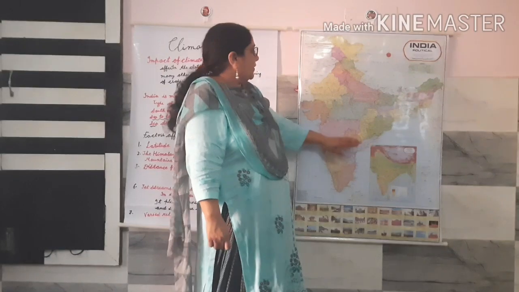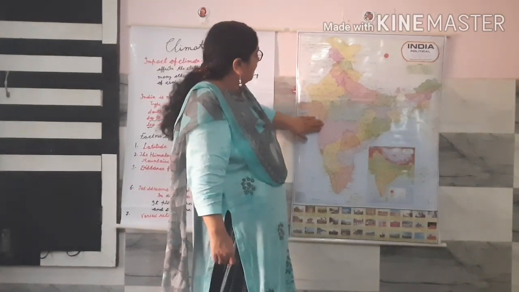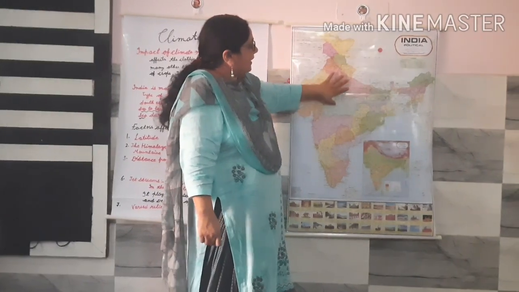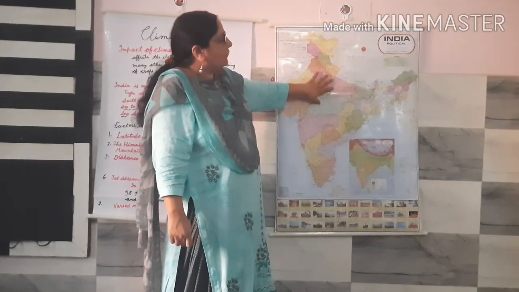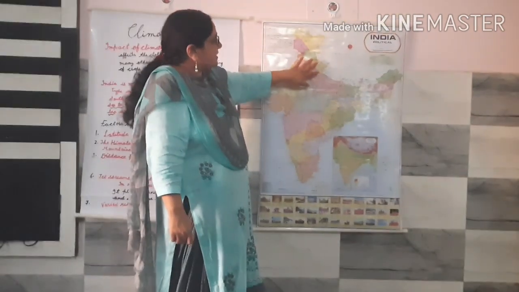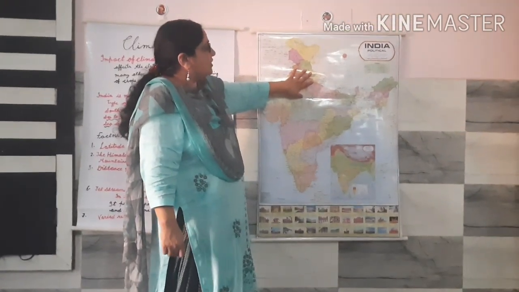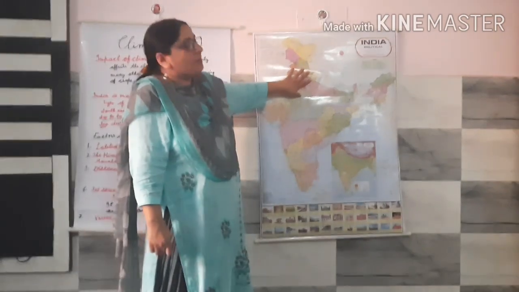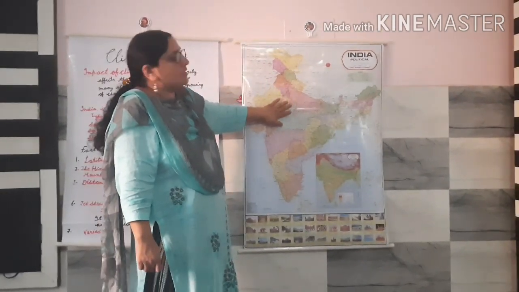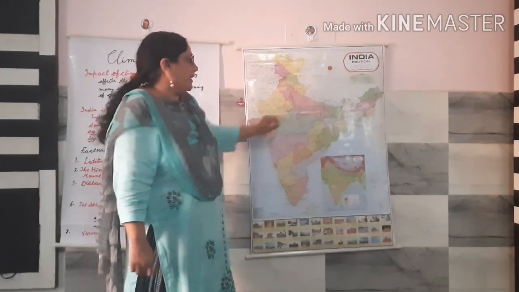On the other hand, the areas which are far away from the moderating influence of the ocean, there in North India, we have a continental type of climate. Whatever the season is, it will be at its peak. If it is summer, the summers will be at their peak. The winters will also be at their peak.